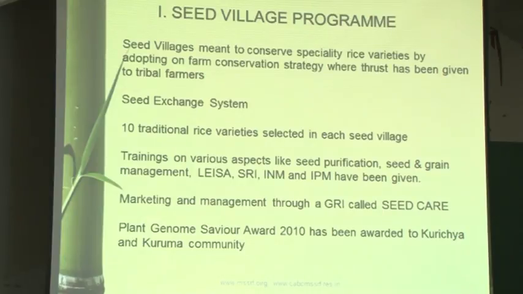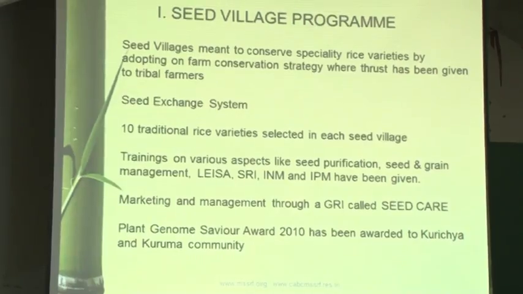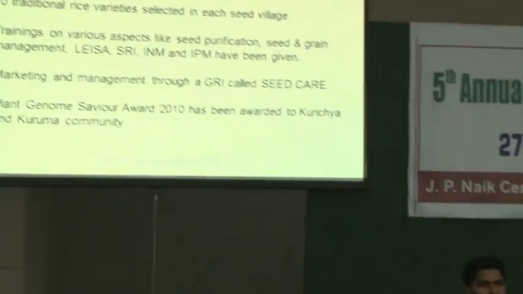The peculiarity is the seed exchange system. If anyone is interested in cultivating this rice variety, that person gets the seed free of cost. There is only one condition: the next year, whatever quantity he takes, he is supposed to give back double the amount. That means if he takes 1 kilogram, he gives 2 kilograms the next year. So this is one of the unique programs of CABC MSSRF, that means the Community Agrobiodiversity Center.